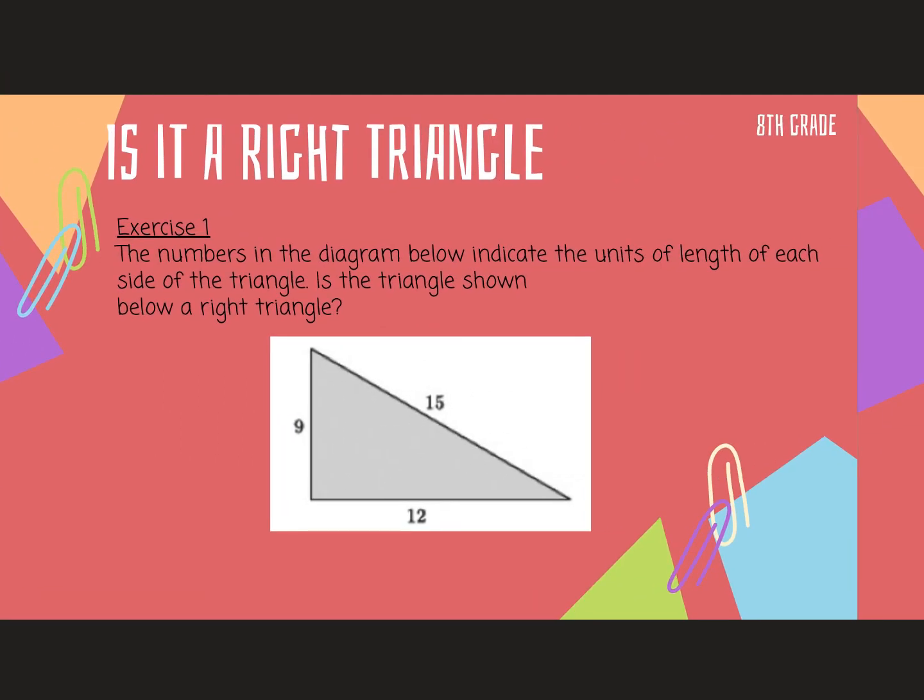Now let's take a look at when we're given an actual image of a triangle. The same rule, the same concept applies. So here, again, we're going to have a squared plus b squared equals c squared. So we have 9 squared plus 12 squared equals 15 squared. 81 plus 144 equals 225. And if we remember from the previous example, 81 plus 144 gives us 225, which is equal to 225. So yes, it does form a right triangle.